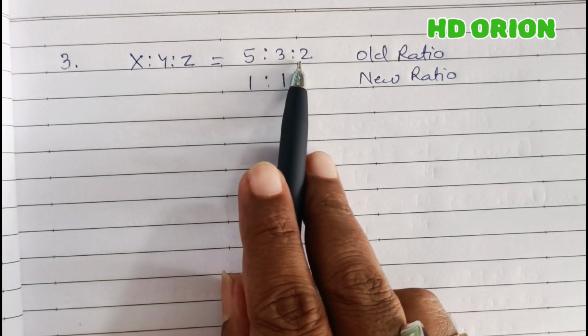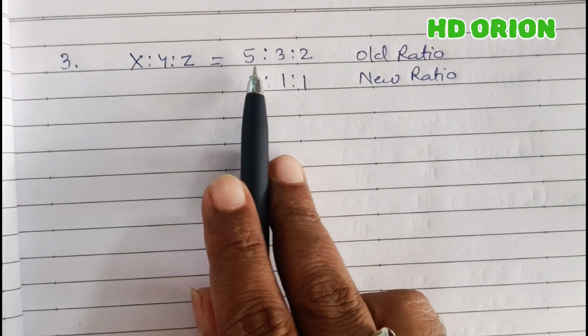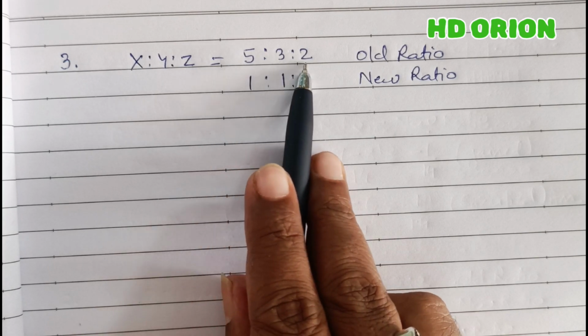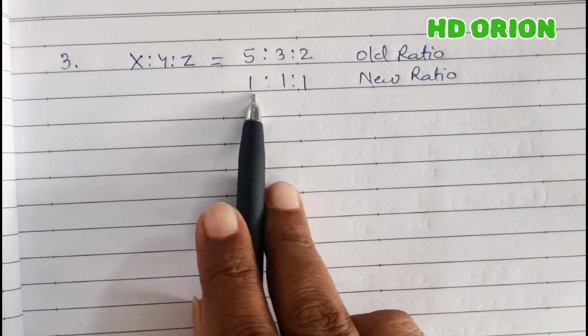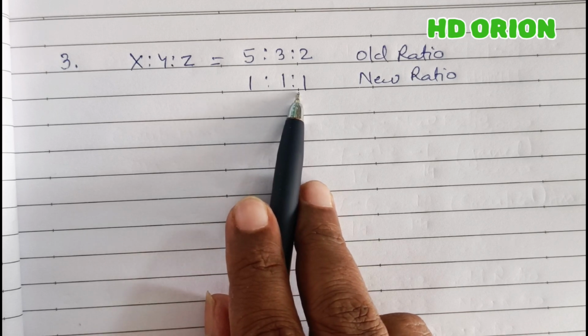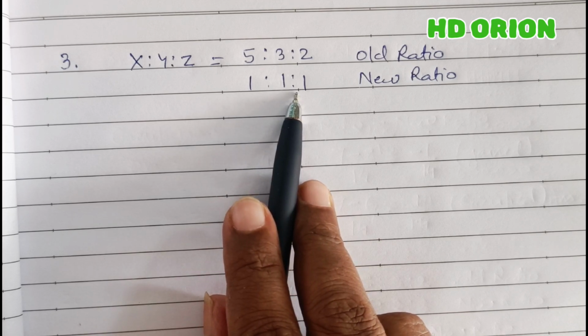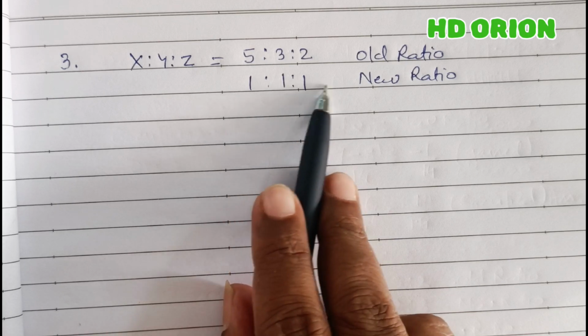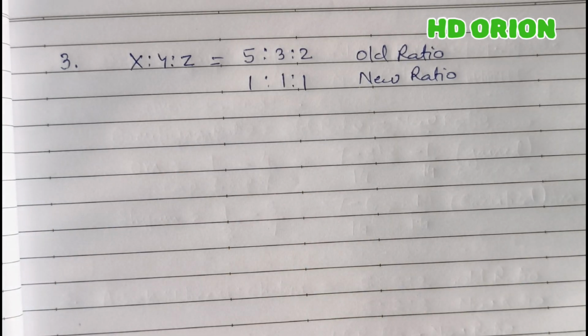See, earlier they were getting different amounts of profits. X was getting the most, followed by Y and then Z. But now, in the new ratio, they are all getting equal. It means some partner has to sacrifice so that the other partner has gained. Fine. So let us calculate the sacrificing ratio.